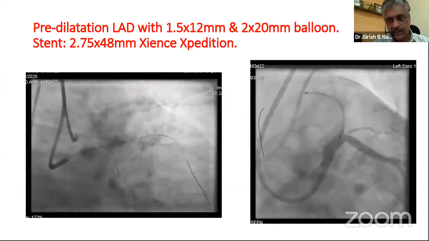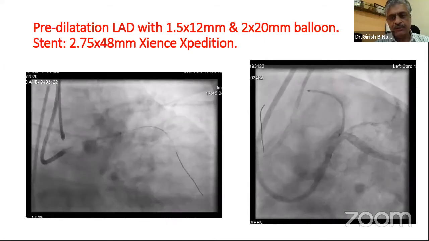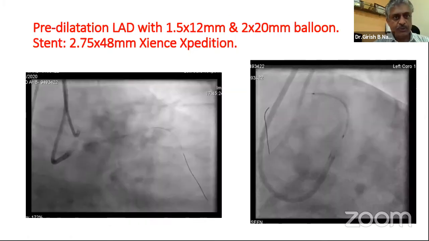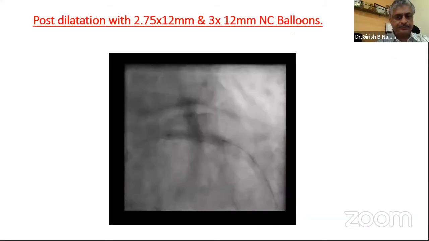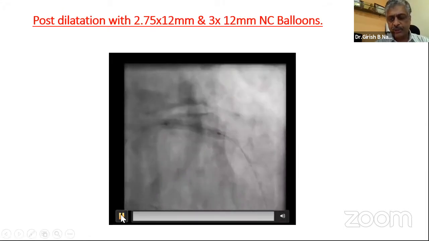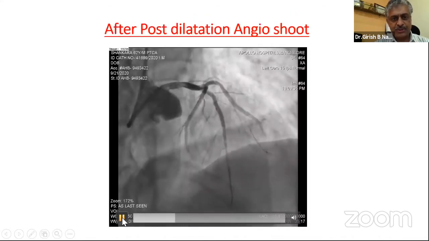And here you can see a couple of the struts have come beyond the origin of the circumflex, and it was well dilated. It was a 2.75 by 48 stent dilated with 3.5 proximally, and well opposed into the LAD. This was again post dilated with 3 and 3.5, and this is how it looked post procedure.